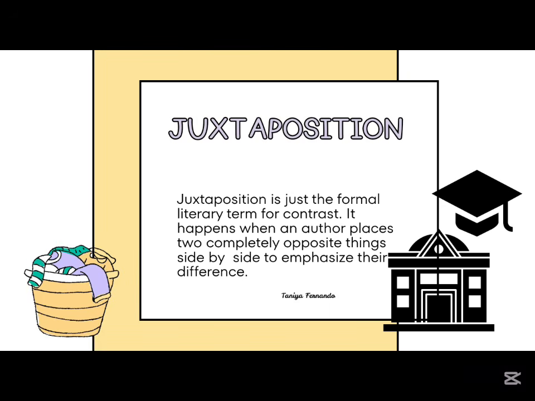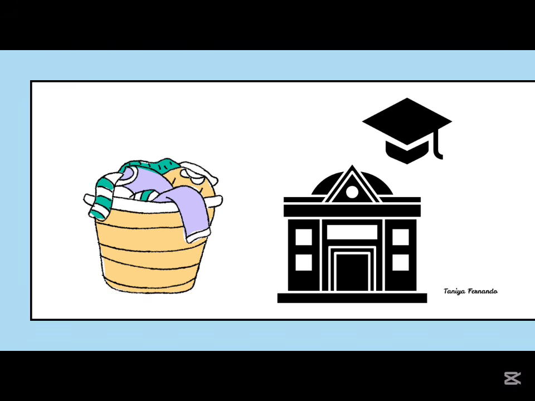So, technique number 3 is a brilliant word to put into your literary essays. This is a brilliant technique to talk about in your essay. Juxtaposition is just the formal literary term we can use for contrast. It's the same. Juxtaposition is a formal term for contrast. It happens when an author places two completely opposite things side by side to emphasize their differences.